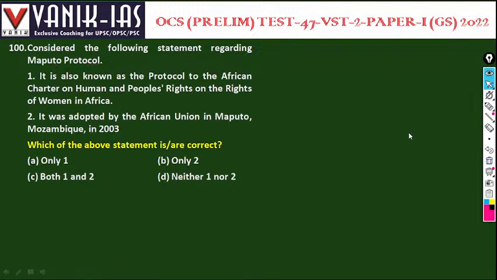Then, consider the following statements regarding the Maputo Protocol. What is the Maputo Protocol? It is known as the Protocol to the African Charter on Human and Peoples' Rights on the Rights of Women in Africa. Yes, Maputo Protocol. The African Union, Maputo, Mozambique, 2003. Both the statements are correct.